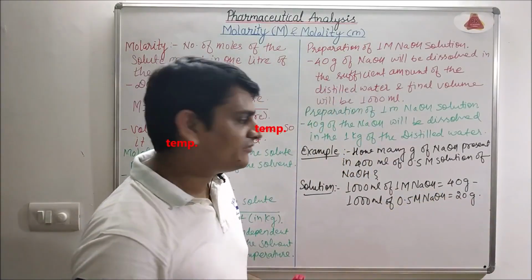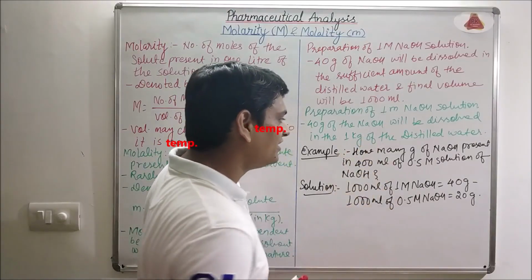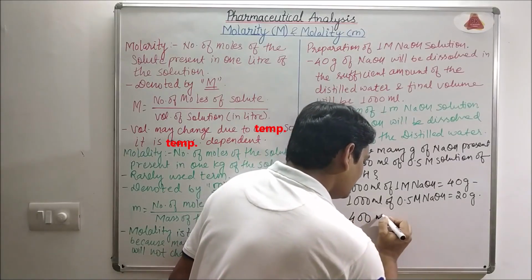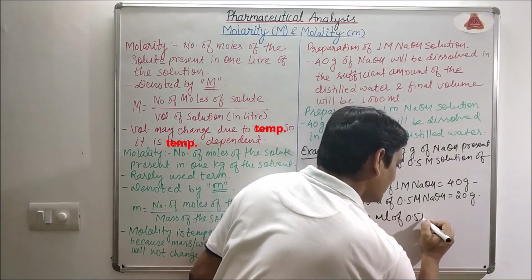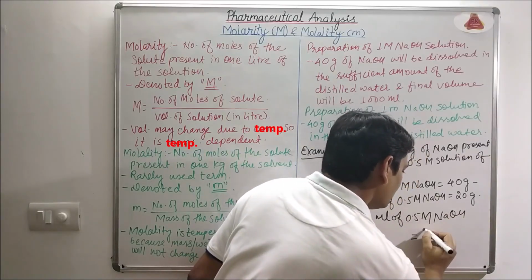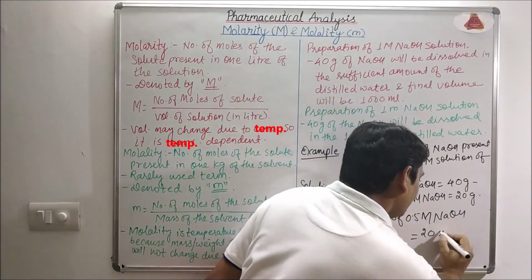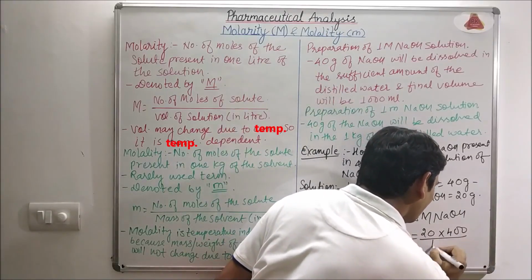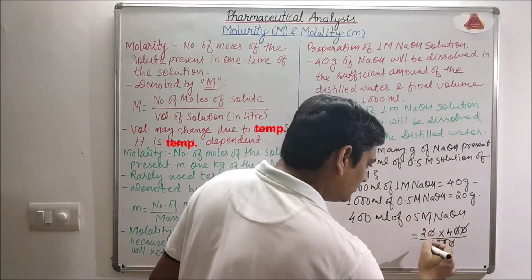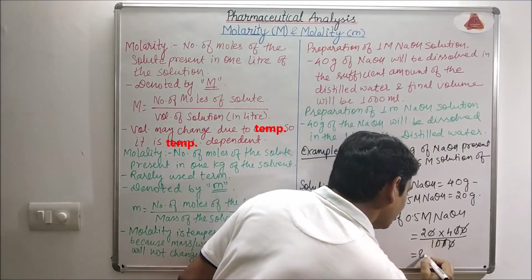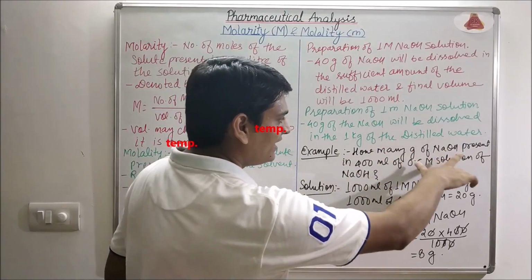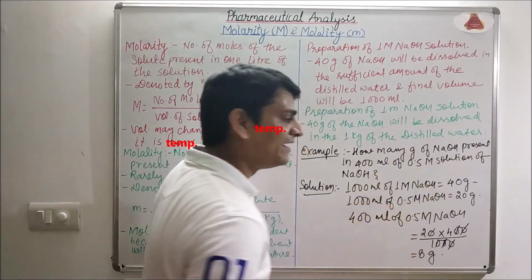Now we have to calculate the weight of NaOH for 400 ml of this 0.5 molar solution. So 400 ml of 0.5 molar NaOH is equal to 20 into 400 divided by 1000. So it will be 4 into 2, so it will be 8 gram. So this 8 gram is our answer. It means 8 gram of NaOH is present in 400 ml of 0.5 molar solution.